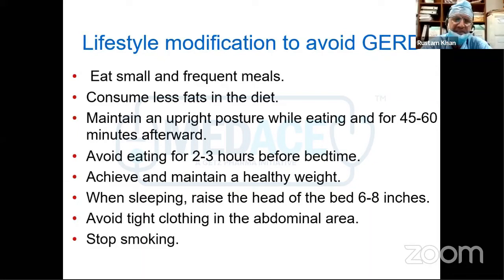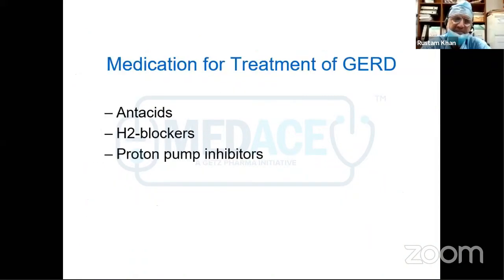When sleeping, raise the head end of the bed by 6 to 8 inches. Avoid tight clothing in the abdominal area and stop smoking. These are lifestyle modifications, and we should take the time to teach and advise the patient. Otherwise, our treatment will be half-hearted.